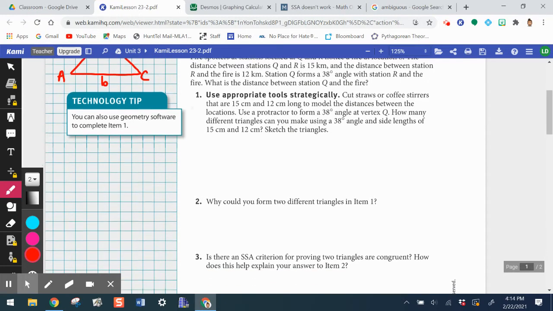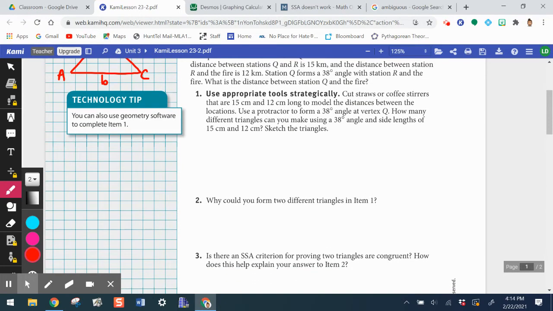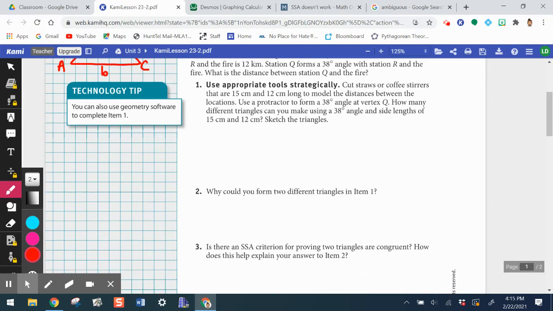So item one, they tell you that you can cut straws or coffee stirs that are 15 centimeters, 12 centimeters, just to represent the length of the distances that we had in our problem. And then you can use a protractor to form a 38-degree angle at vertex Q. However, we really haven't taken the time to construct triangles using this method, so I'm going to show you a slightly different idea that's happening here to explain items 1 through 3. And notice they're suggesting how many different triangles can you make using a 38-degree angle and side lengths of 15 centimeters and 12 centimeters. Sketch the triangle.